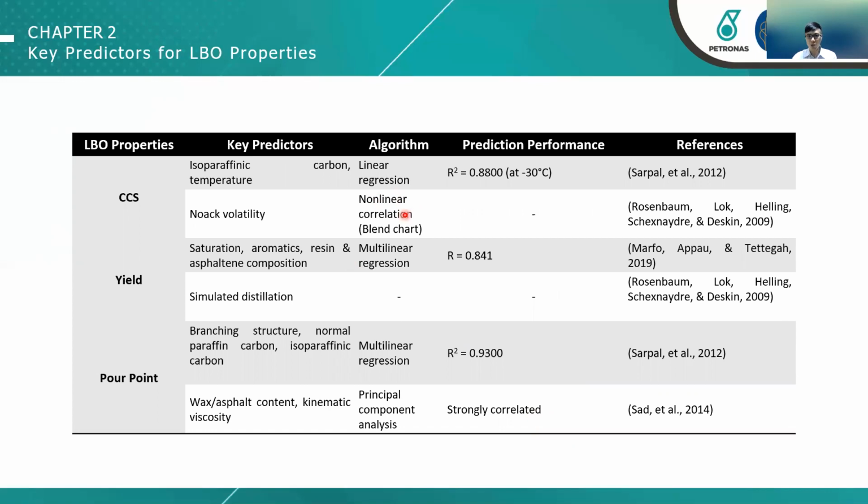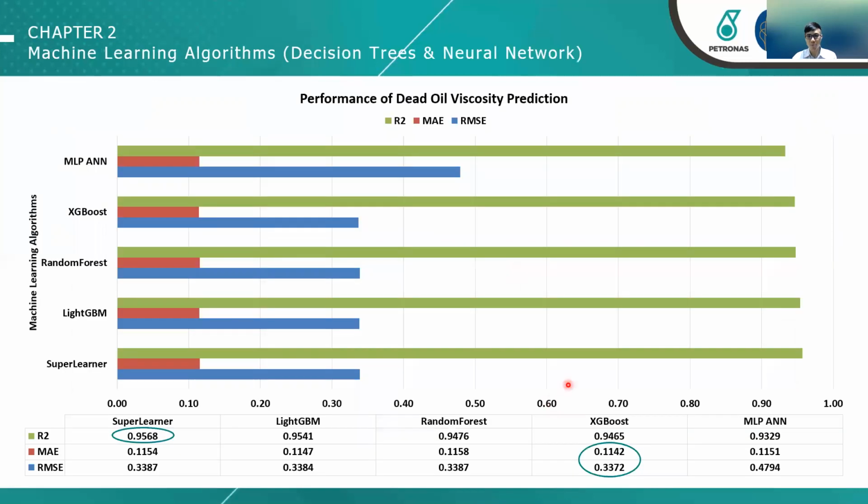For base oil yield prediction, again, the hydrocarbon structure has considerable impact on oil yield with a correlation coefficient of 0.84. Finally, the hydrocarbon structures once again are shown to be strong predictors for pour point, obtaining an R square of 0.93 using multilinear regression. Besides, another work used the principal component method and analyzed that the wax and asphalt content and kinematic viscosity are strongly correlated to pour point. In summary, the oil structures have been shown to be the key predictors for most properties.